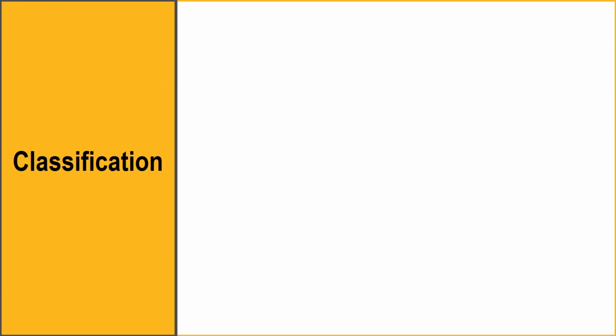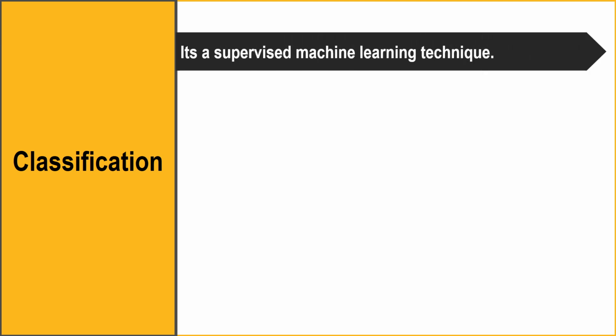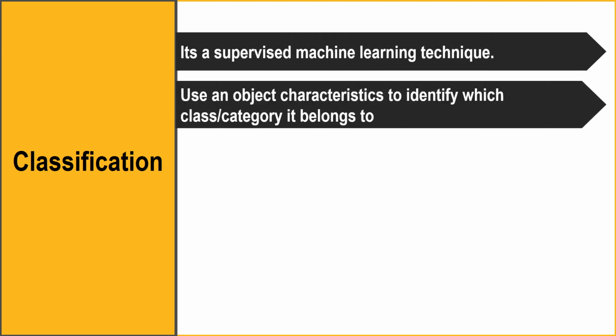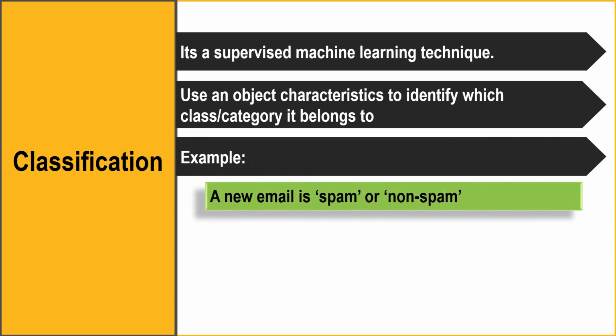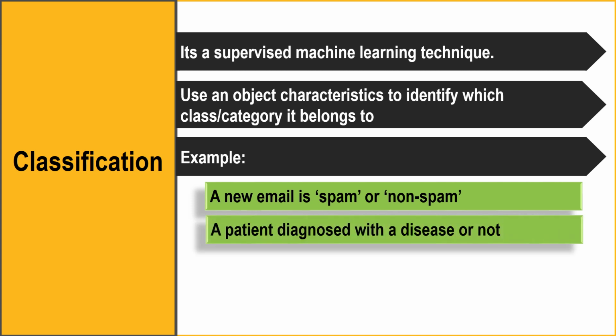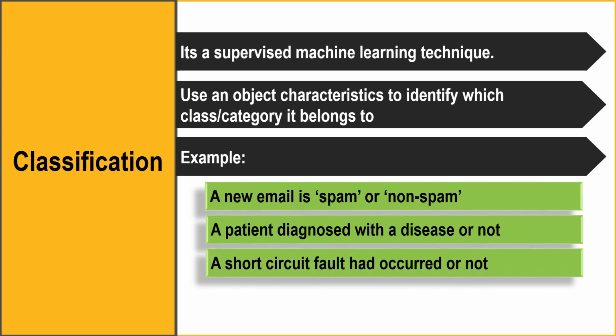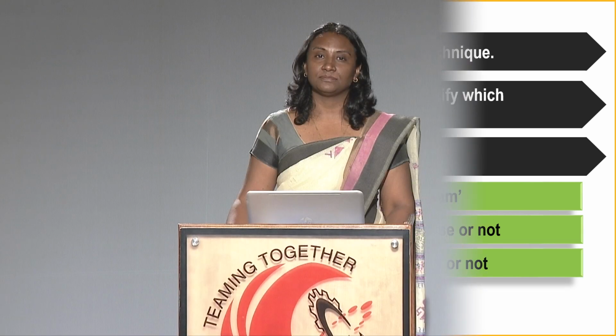First is classification. Classification is a supervised machine learning technique. It uses the object characteristics to identify which class or category it belongs to. For example, a new mail that you can classify as spam or not spam, or a patient who needs to be diagnosed for a deadly disease. He may have or may not have that disease, or a short circuit fault had occurred or not. So first is the binary classification.